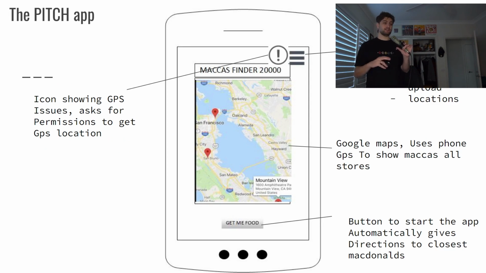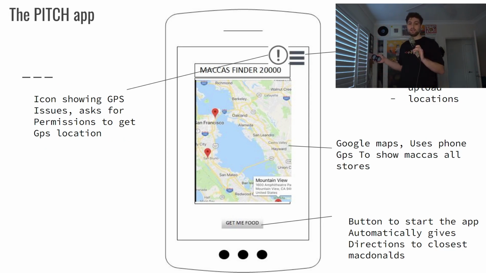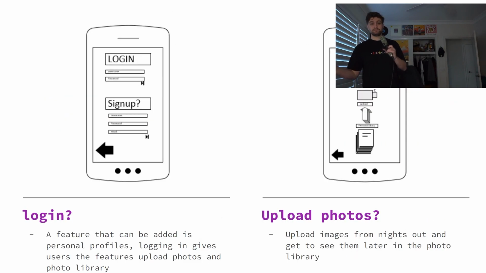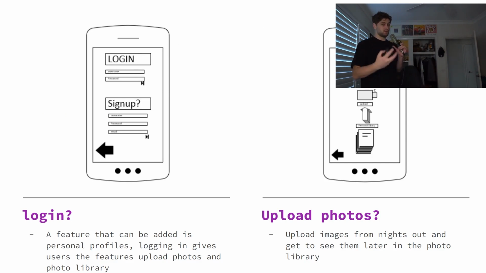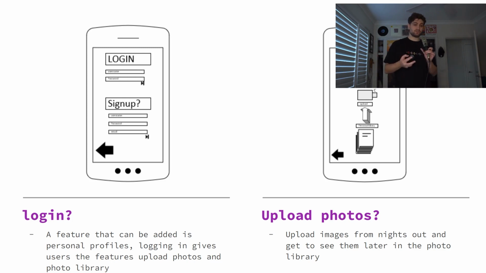We had GPS, known issues, just one button saying get me food, and a hamburger icon, which would open up and have multiple features. We had login, where users would use a database to log in or sign up for the application. They could upload photos of their experiences within each individual Macca's, which turned out to be a different-ish idea. We'll touch on all the ideas that have been scrapped later.